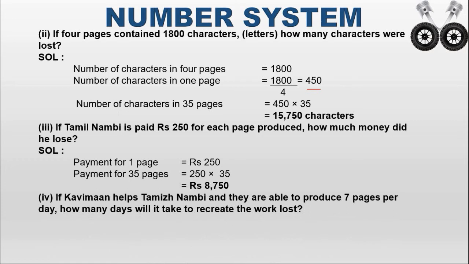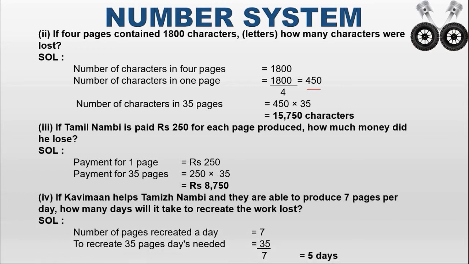Next one is, if Kavimani helps Tamil Nambi and they are able to produce 7 pages per day, how many days will it take to recreate the work lost? So here Tamil Nambi's friend is Kavimani. He helped to write again. He helped to recreate the pages he lost in the rain. So how many days will it take to recreate the work?